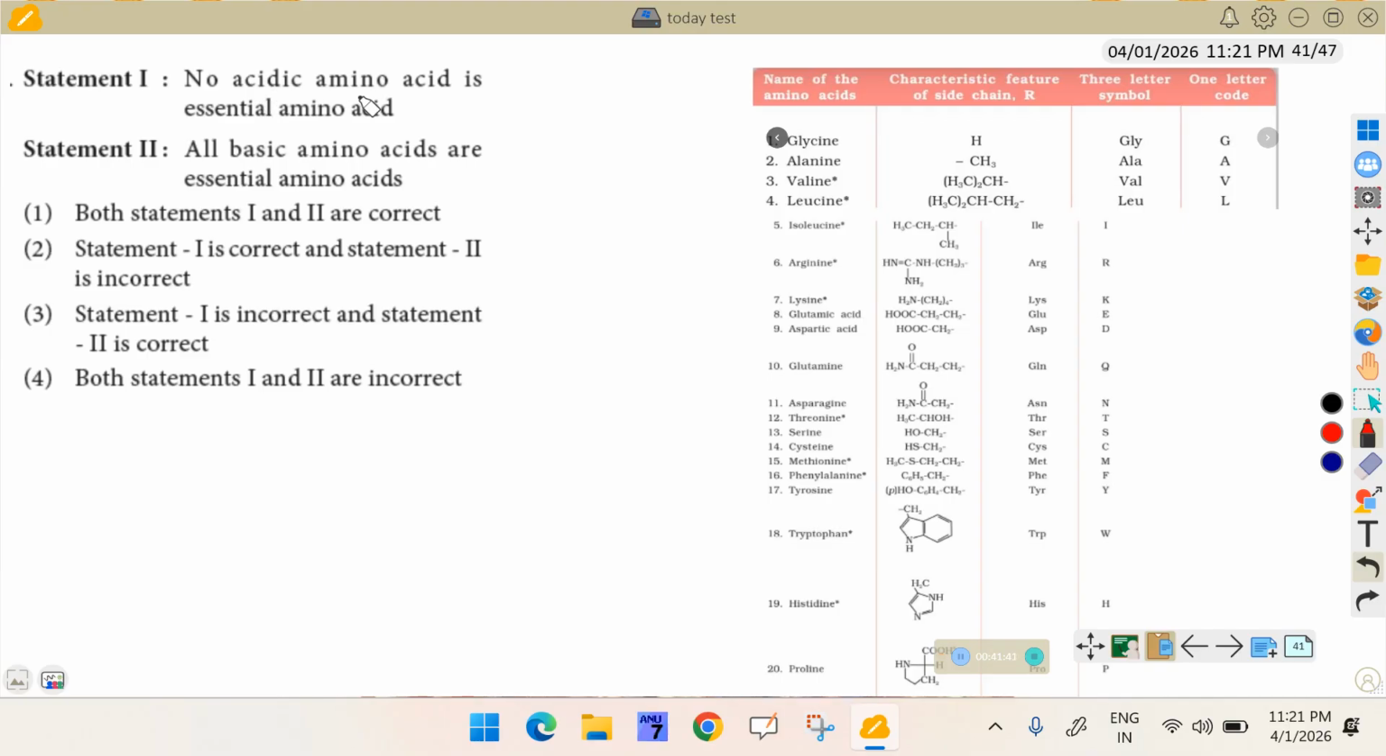No acidic amino acid is an essential amino acid. Glutamic acid and aspartic acid are acidic amino acids. Correct, because these two are non-essential only. All basic amino acids are essential. Among basic amino acids, this is essential, this is non-essential, and this is non-essential, so this statement is wrong. Statement 1 is correct, statement 2 is incorrect.